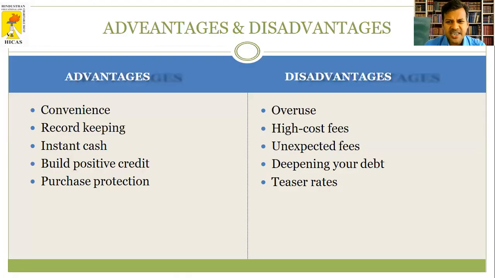So what are the advantages and disadvantages of a credit card? If you take a credit card, it is convenient. It has good record keeping. You can get instant cash available, and build a positive credit CIBIL score if consumers are using it properly. And the last one is purchase protection. Instead of using cash for a large amount, you can use a credit card.